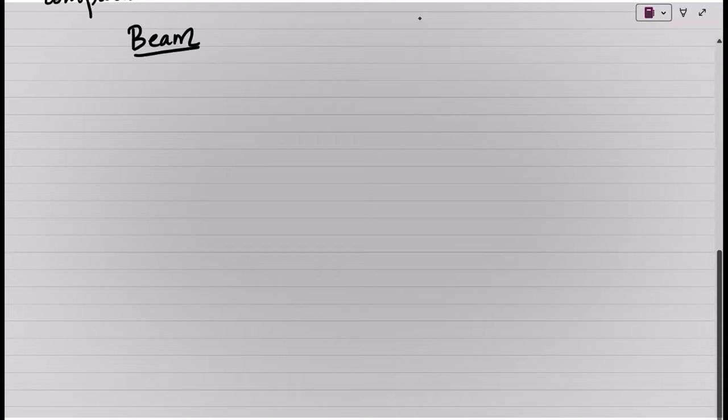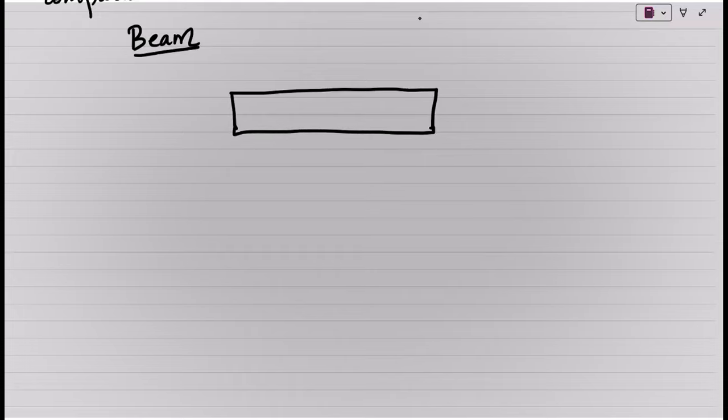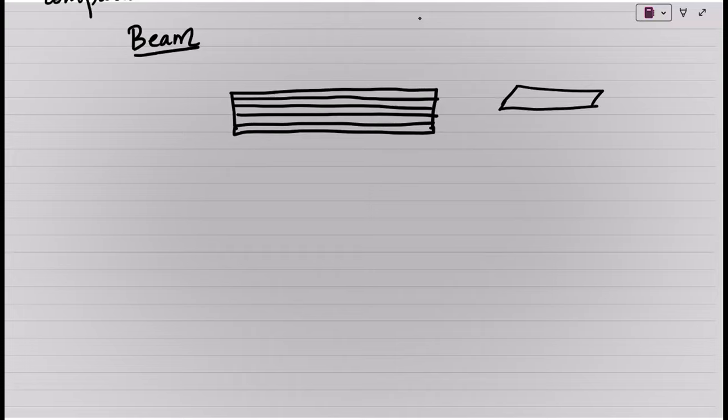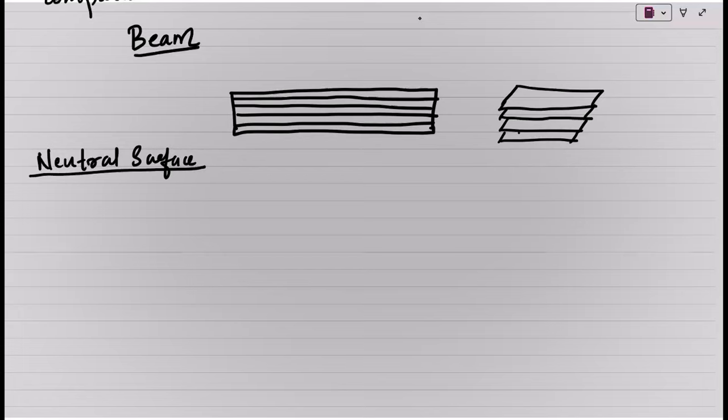Consider a beam which is in rectangular cross section. Consider it is made up of several layers. One layer can be represented as this, and below that is another layer. Likewise, the whole beam is constructed using several layers. Now, we are going to define a new term called neutral surface, or neutral layer.